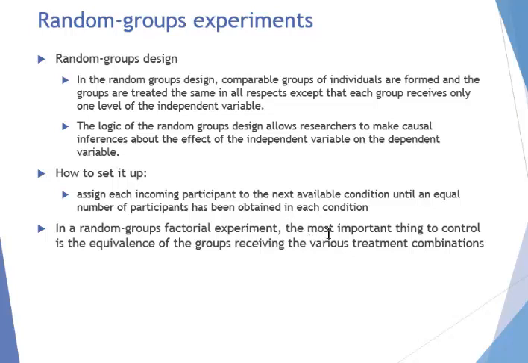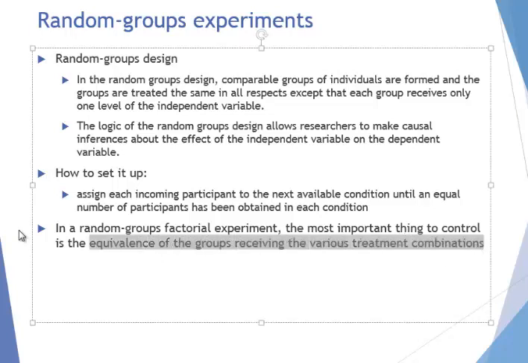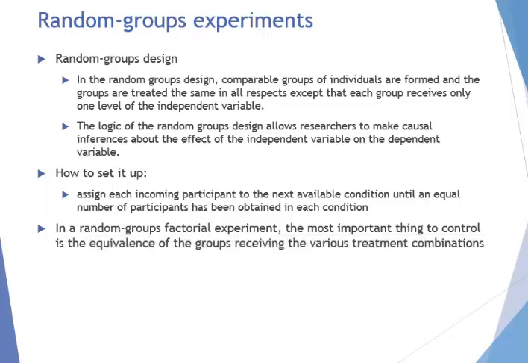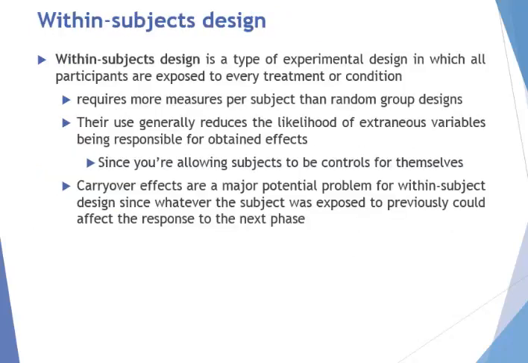And of course, the most important thing to control is the equivalence of the groups receiving the various treatments. You want to make sure they're both in a light room or both in a dark room, that they have both had a similar amount to eat or drink, and that they're not sick. Obviously, you want to try to keep all the rest of the factors as comparable as possible.